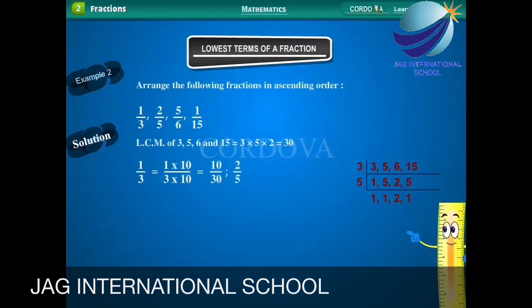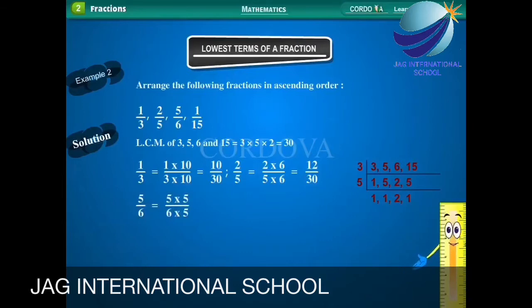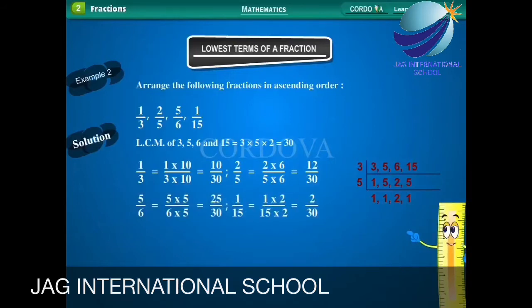2 upon 5 is equal to 2 into 6 upon 5 into 6, which is equal to 12 upon 30. 5 upon 6 is equal to 5 into 5 upon 6 into 5, which is equal to 25 upon 30. 1 upon 15 is equal to 1 into 2 upon 15 into 2, which is equal to 2 upon 30.